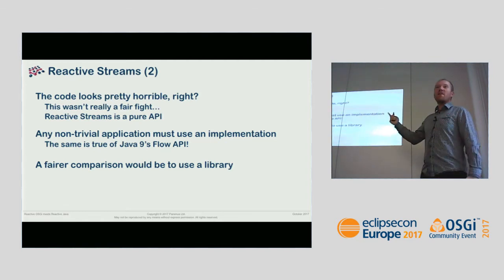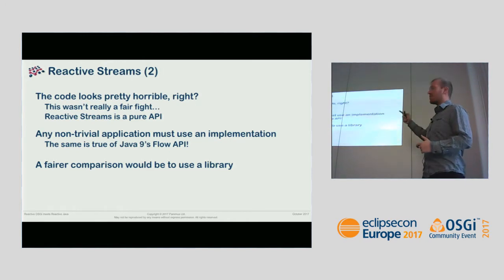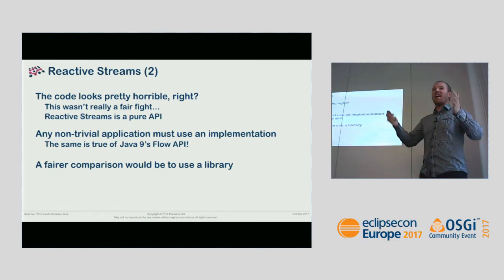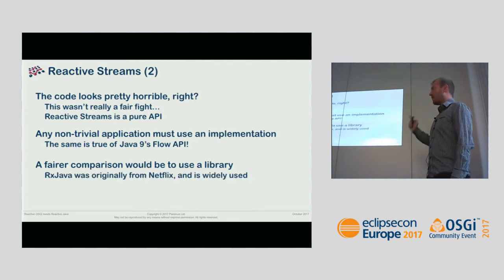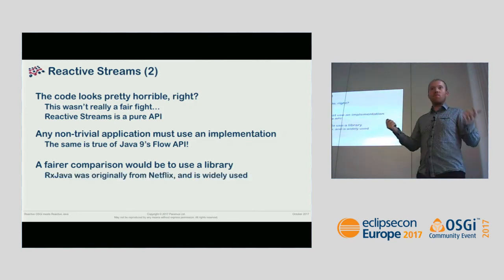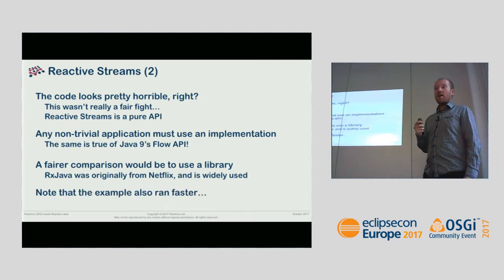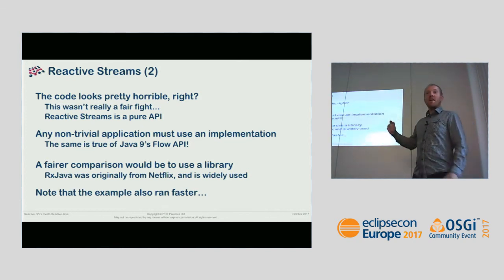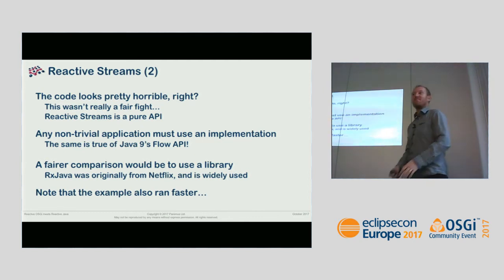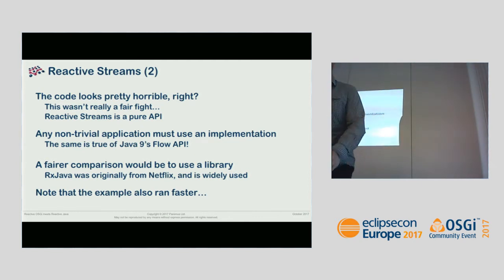So if we were being fair, we wouldn't use the Reactive Streams API. We would use a library to compare against Push Streams, because that's apples and apples. What we had was showing how you do the beginnings of a basic library implementation for Reactive Streams. So RxJava, one that people have heard of, it's originally from Netflix. It's used all over the place, and that's something we'll be using. Also, you may have noticed that where previously we had a 50 millisecond wait, this one didn't. We'll come on to why that is later.